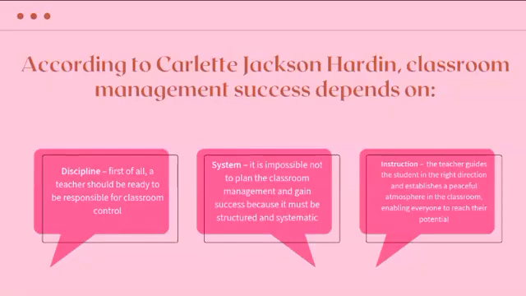According to Carly Jackson Harding, classroom management success depends on discipline, as a teacher should be ready to be responsible for classroom control; system, because it's impossible not to plan the classroom management, and success because it must be structured and systematic; and instruction, the teacher guides the students in the right direction and establishes a peaceful atmosphere in the classroom, enabling everyone to reach their potential.